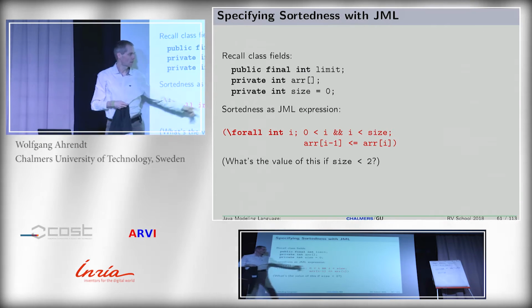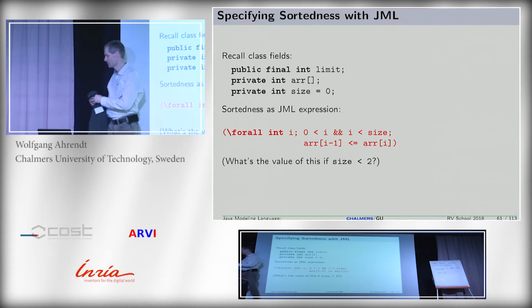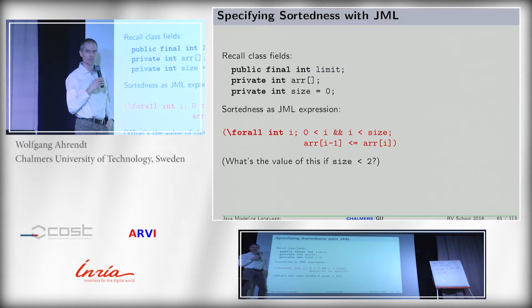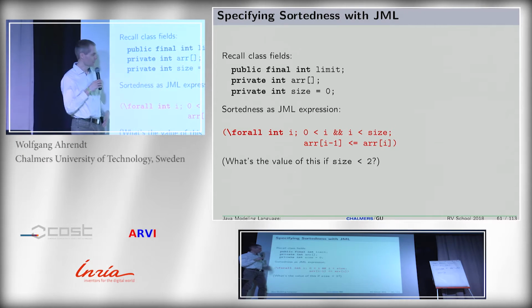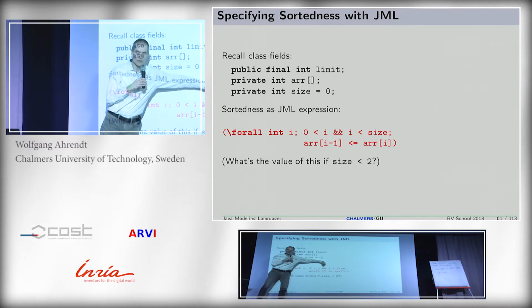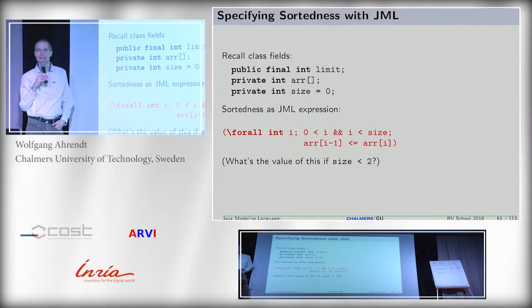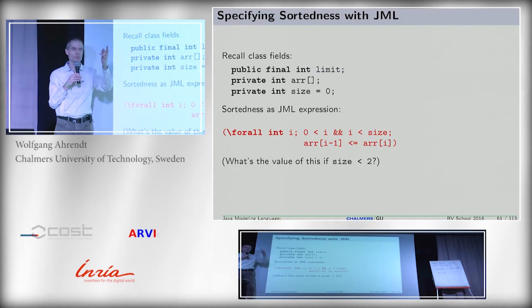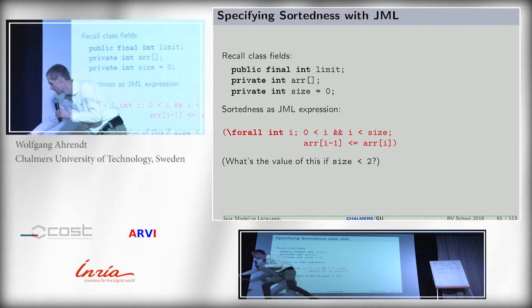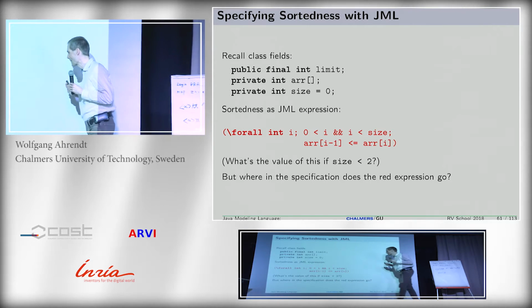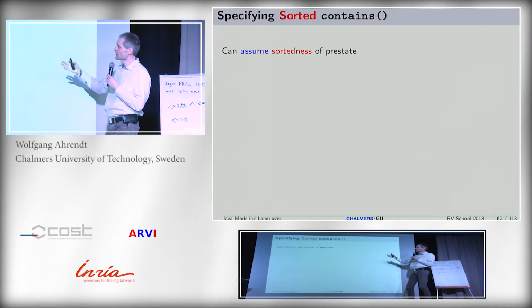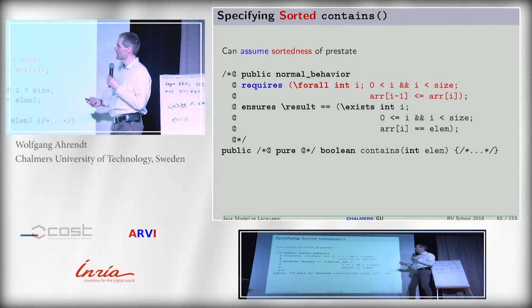If it's smaller than 2, then there is no I between 0 and size. Right? But what's the meaning of this first order expression if there is no I satisfying this condition? True, exactly. It's trivially true, and this is very important. Good. So now we have to assume sortedness in the pre-state and guarantee it afterwards.